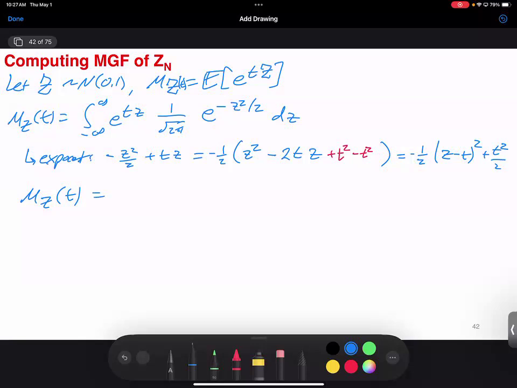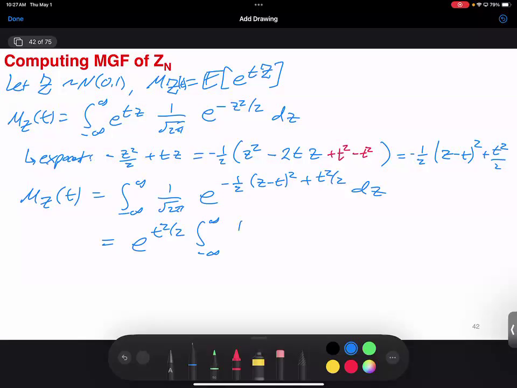So we get the MGF of Z at t is the integral from minus infinity to infinity of 1 over square root of 2 pi, e to the negative 1/2 (z minus t) squared, plus t squared over 2, dz. I can pull the e to the t squared over 2 outside the integral. I integrate from minus infinity to infinity 1 over square root of 2 pi, e to the minus 1/2 (z minus t) squared dz. What's that integral equal to?